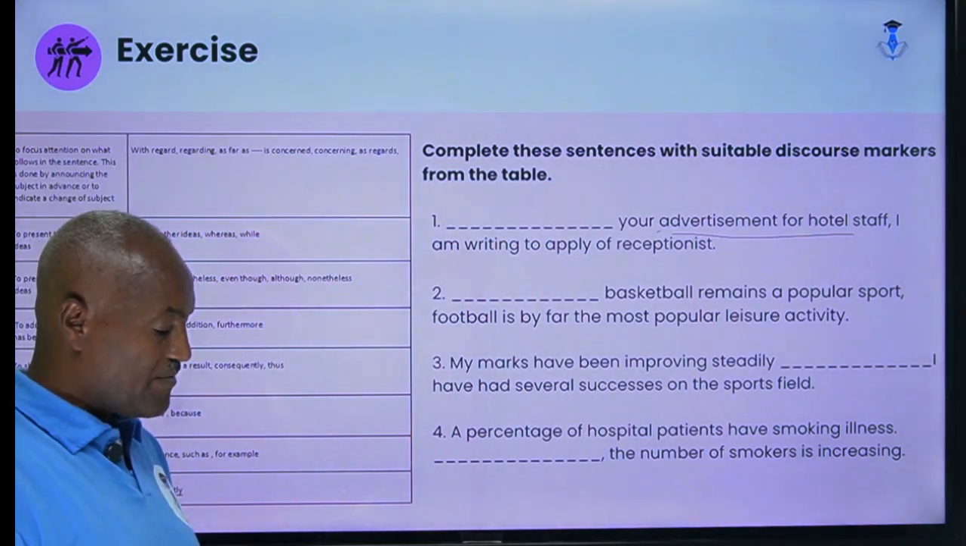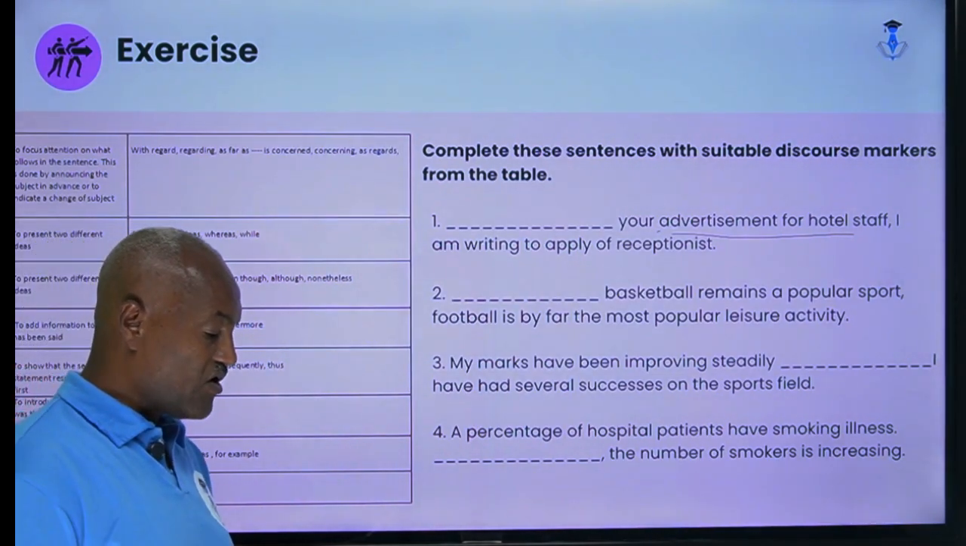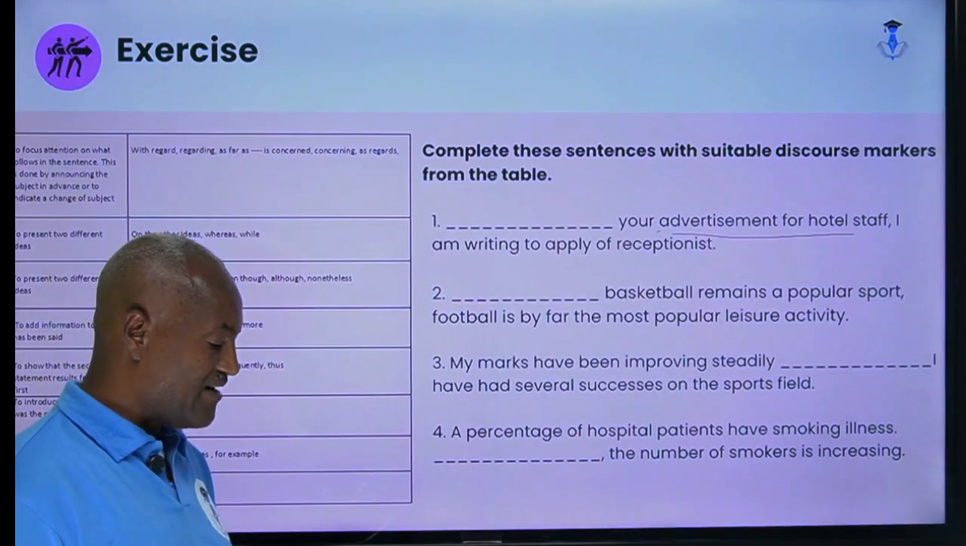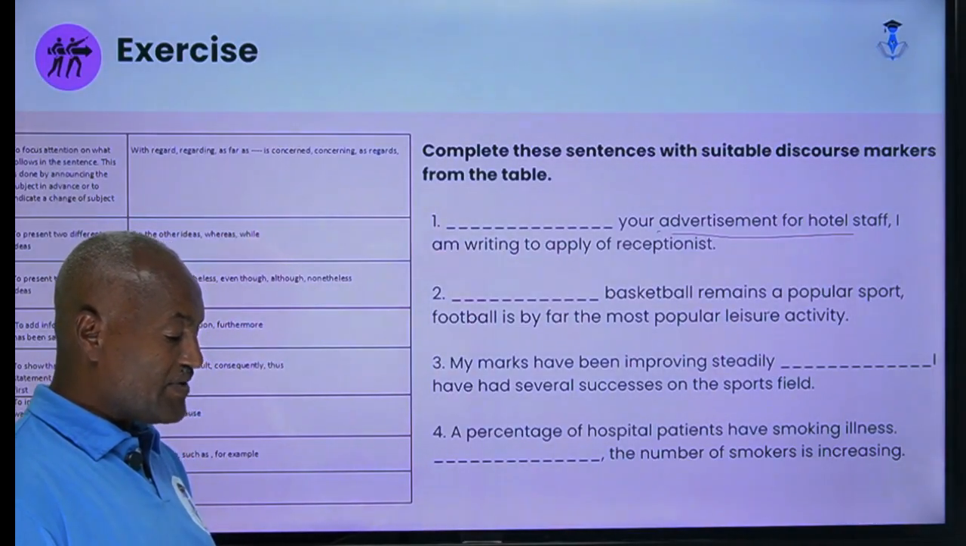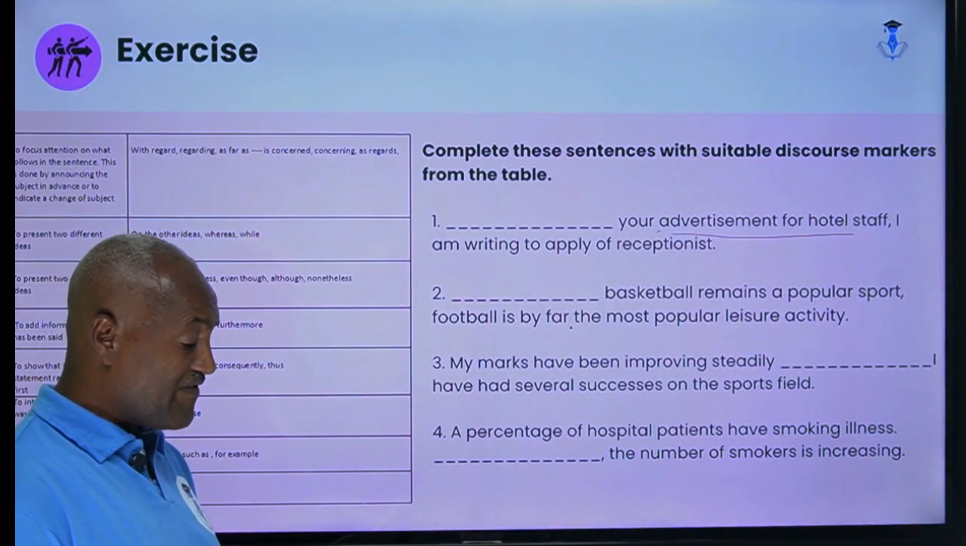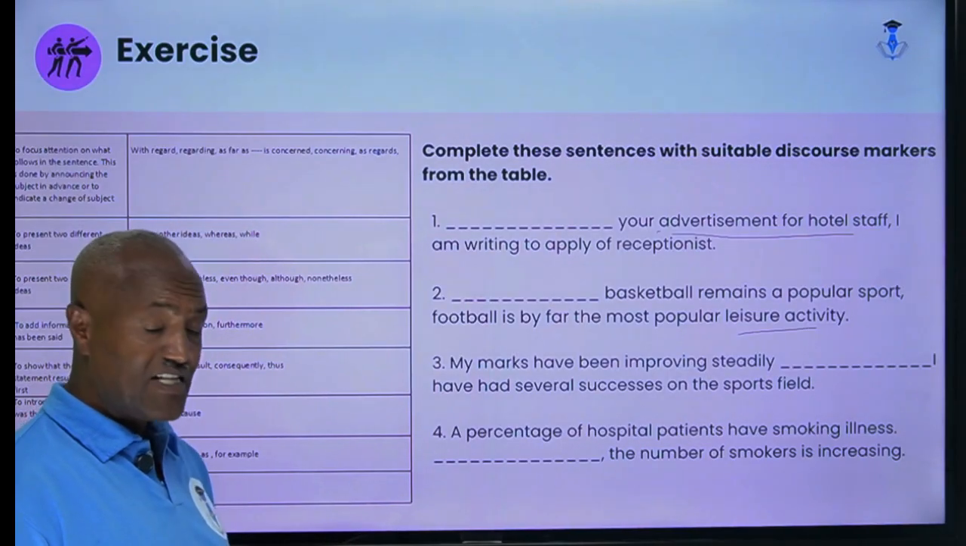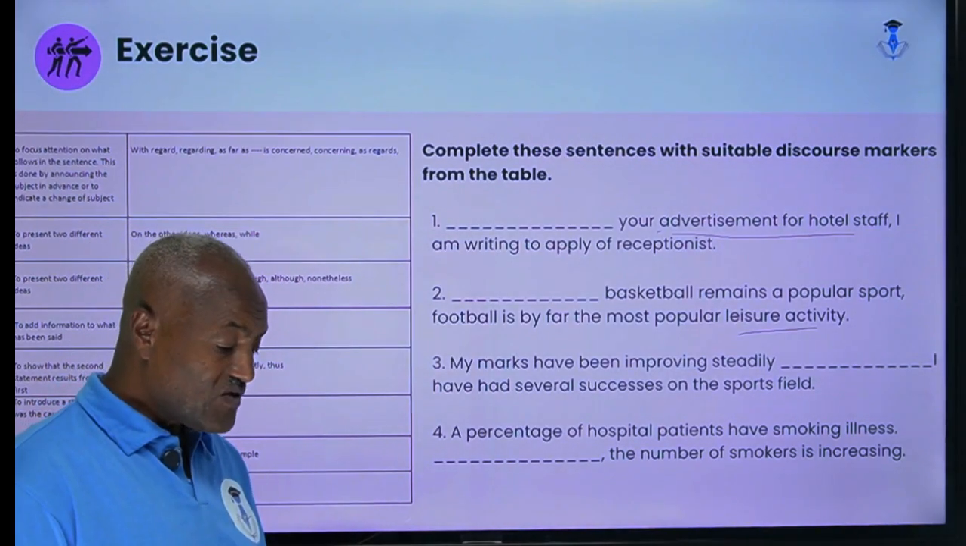I am writing to apply for receptionist. That means, although your advertisement for hotel staff, I'm writing to apply. That means almost contrasting. That means, okay. Look here, number 2. Basketball remains a popular sport. Football is by far the most popular leisure activity.